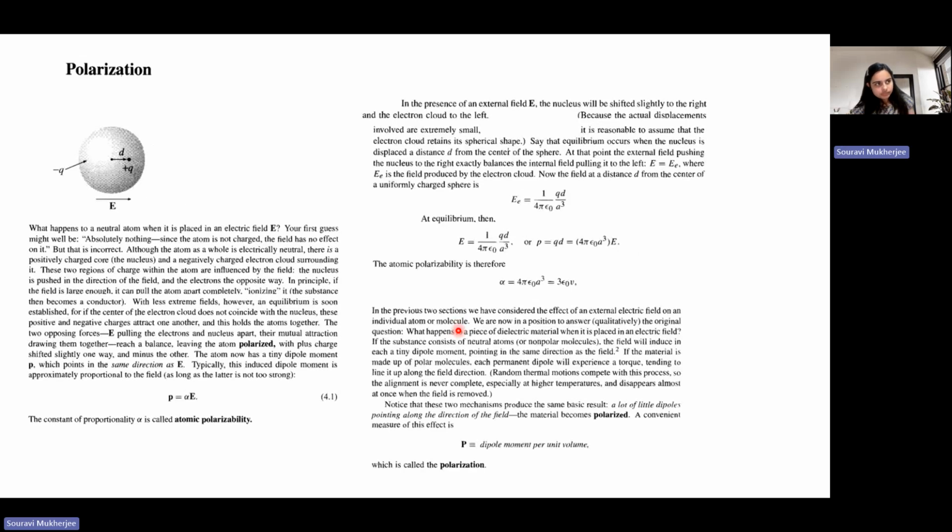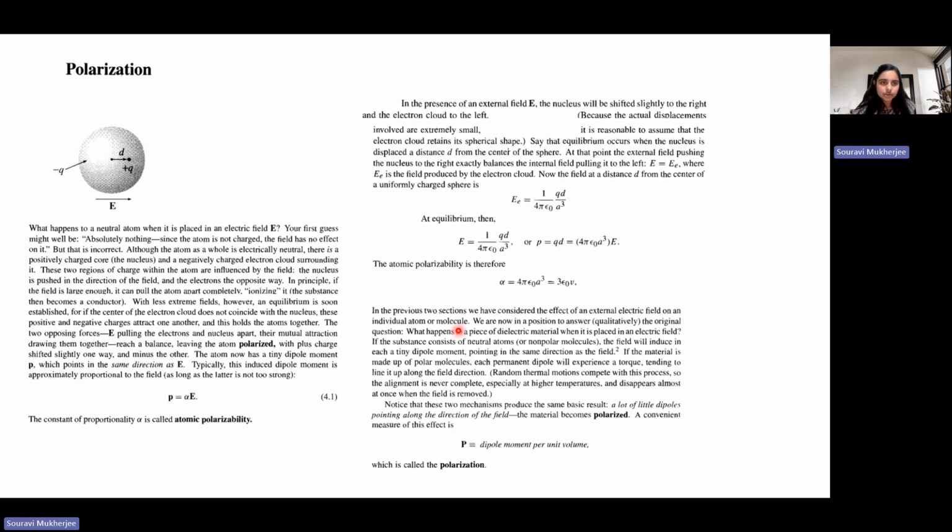Now, for a conductor, we did see that if you put a conductor in an electric field, the net field inside the conductor goes to zero because of redistribution of charges, this induction that is happening, and they reorganize such that the net field goes to zero. And it's happening because you have a lot of free charges inside a conductor, right?